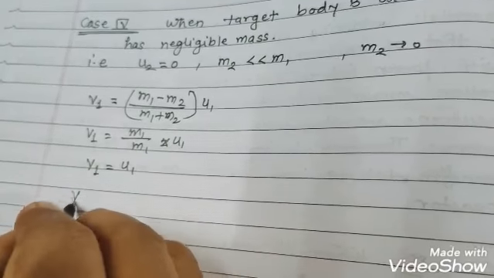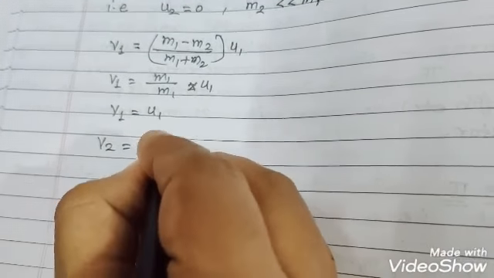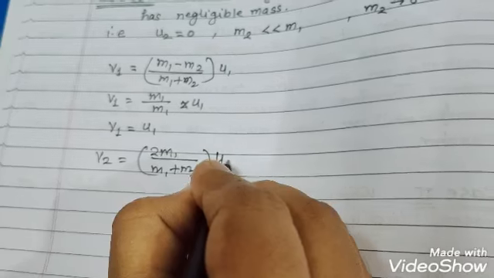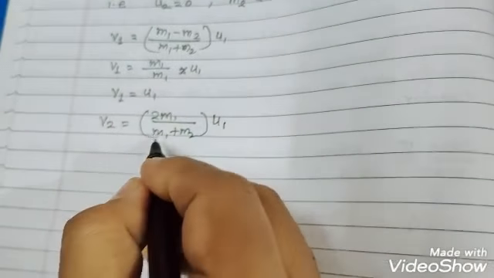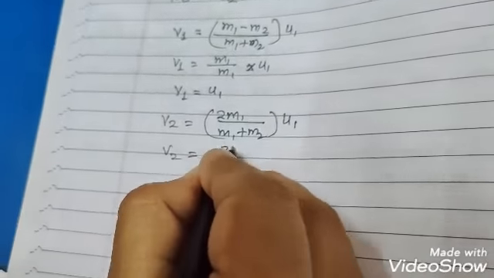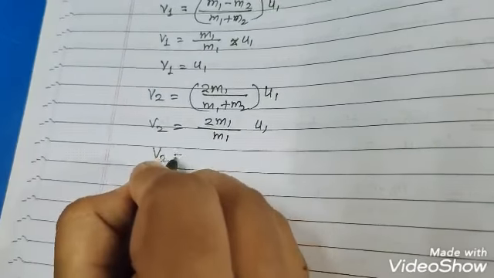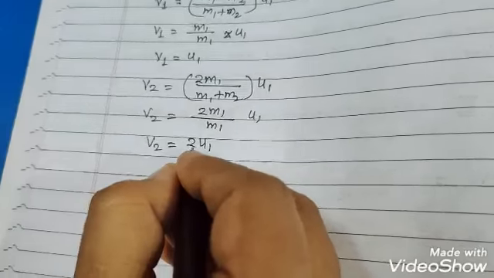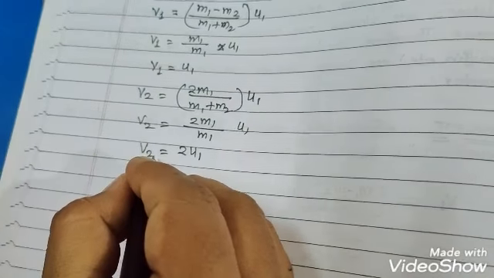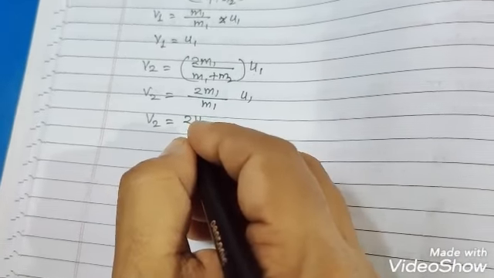Now we are talking about body B. You will find here that v2 is equal to 2m1 upon (m1 plus m2) times u1. Here we have already said m2 is very much less than m1, so we can neglect m2. So this is 2m1 upon m1 times u1, and m1 would be cancelled. So v2 will be equal to 2u1. That means body B, the target body, will continue in motion but with double the velocity of body A.